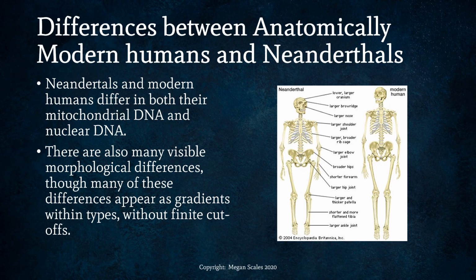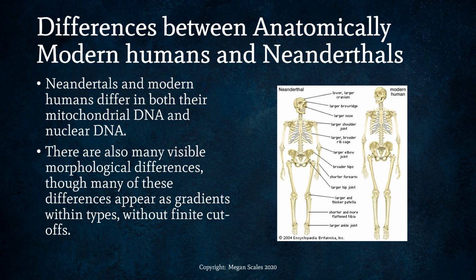Okay, now we're going to look at some biological and anatomical differences between modern humans and Neanderthals. Neanderthals and humans differ in both their mitochondrial DNA and nuclear DNA. There are also many visible morphological differences, though these differences appear as gradients within types without finite cutoffs. So we're seeing a range of looks here, and there is a great museum called the Neanderthal Museum.